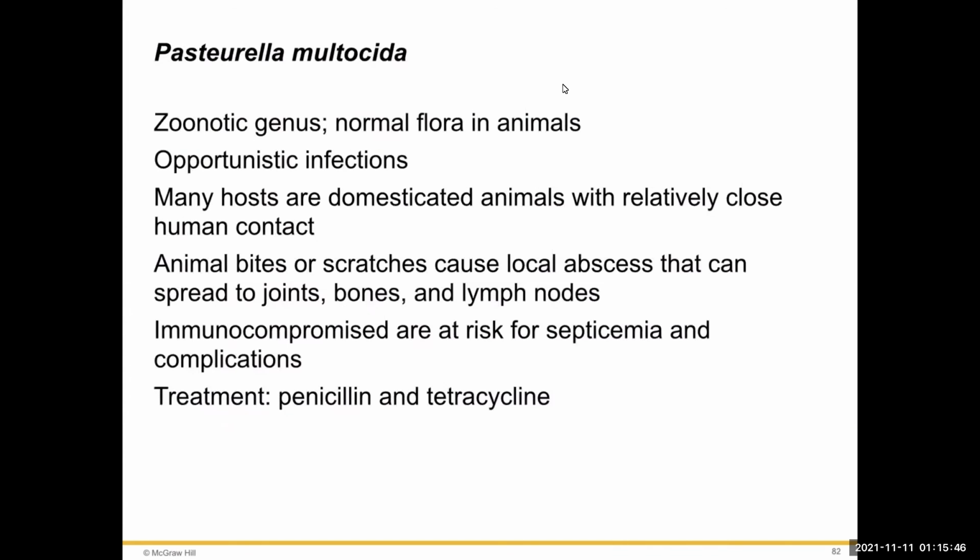Okay, Pasteurella multocida is a zoonotic genus, normal flora in animals. It's an opportunistic infection, and many hosts are domestic animals with relatively close human contact. Animal bites and scratches cause local abscesses that can spread to joints, bones, and lymphatic nodes in humans. Immunocompromised people are at risk for septicemia because they can't fight the infection and complications from that. Penicillin and tetracycline are your two types of treatments.